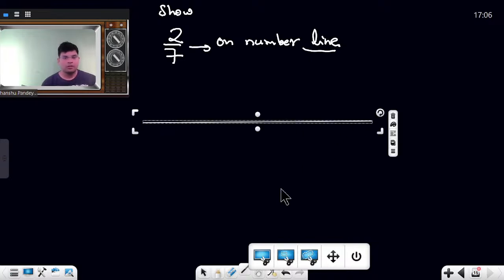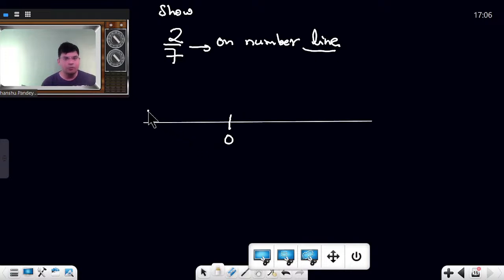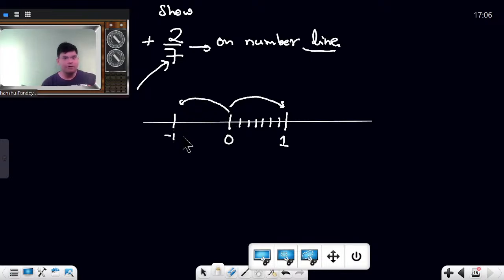As soon as you draw a straight line, in the middle you can put 0. On the left hand side you can put -1, or before putting -1, just wait. On the right hand side, first, this is a positive number, so it will go from the right hand side. How many equal pieces do you have to make? 7 pieces. 1 2 3 4 5 6 7. On the 7th piece write 1, and approximately taking this distance you have to write -1 as well at the same distance.